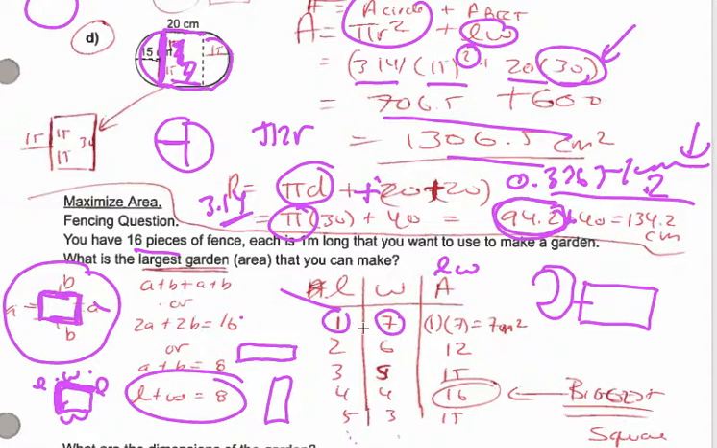When it comes to area, you're going to multiply them anyway. So it's 1 times 7, and you get 7 meters squared. Okay. You can make it 2 by 6. Again, remember length and width have to add up to 8. If it is 2 by 6, then you get 12 meters squared.